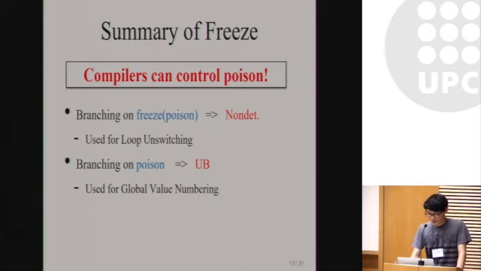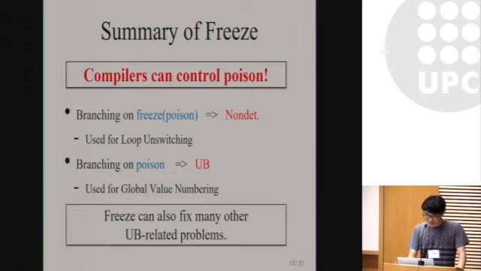To summarize, using the freeze instruction, compilers can stop propagating poison, thereby preventing undesirable undefined behavior from happening. For optimizations like loop unswitching, we can freeze poison to prevent undesirable undefined behavior from appearing in the target program. In contrast, for optimizations like GBN, we can allow poison to raise undefined behavior in the source program by not inserting any freeze. Since compilers can selectively tame poison, our approach is flexible enough to handle most of the problems related to undefinedness.